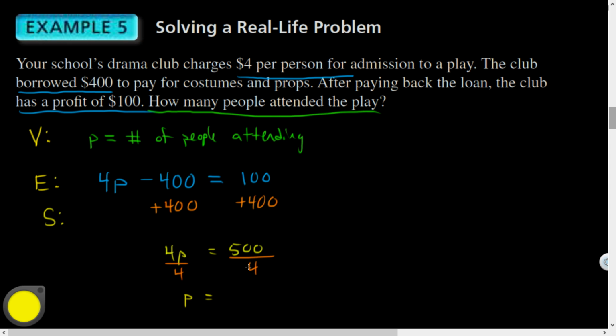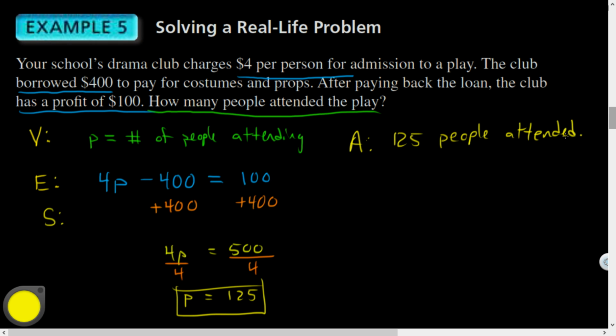And let's see, 4 goes into 125 times. 25 times 5, 125 is what P is equal to. And let's see, what would the answer then be? Is that $125? How did you know that, Devin? Because I told us earlier, right? So I would say 125 people attended. And that's a word answer that answers the question of the word problem.